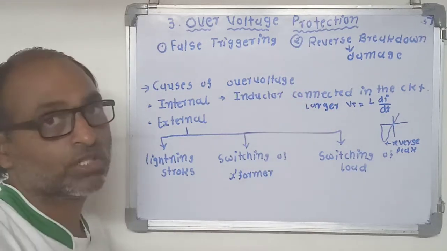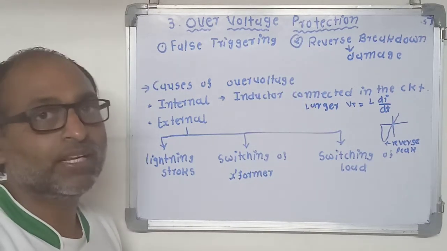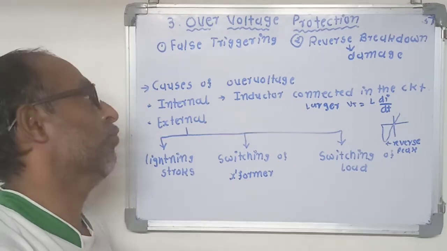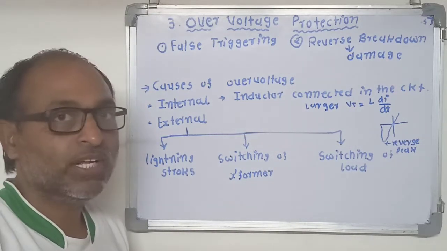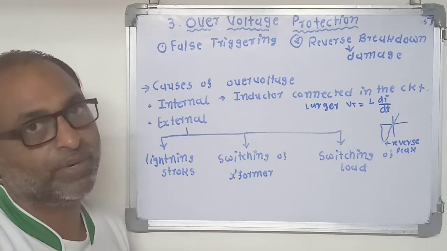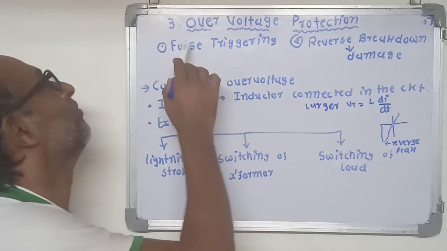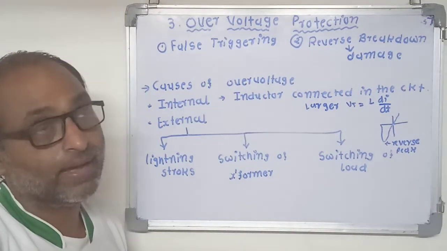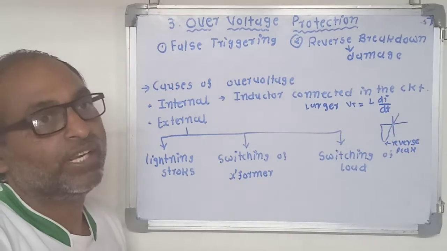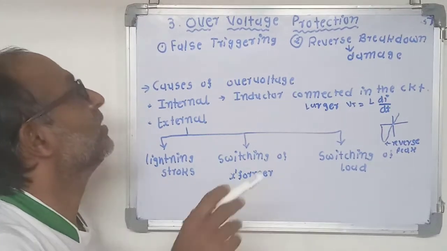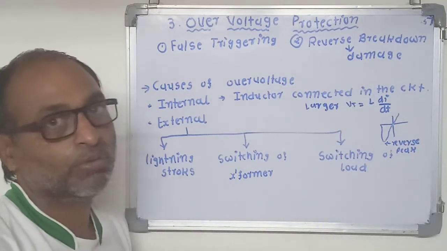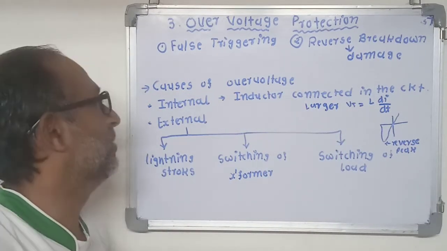Over voltage protection of SCR. The thyristor or SCR is very sensitive to over voltage. When the voltage across the thyristor is increased beyond its safe limit, first, false triggering of SCR occurs, that means the SCR may turn on even when the gate signal is 0. Second, reverse breakdown may permanently damage it.